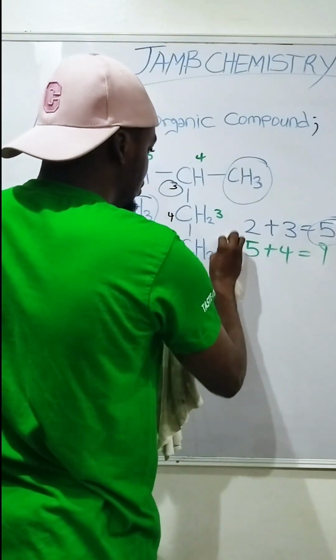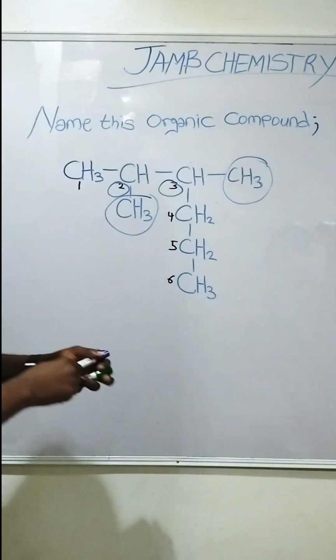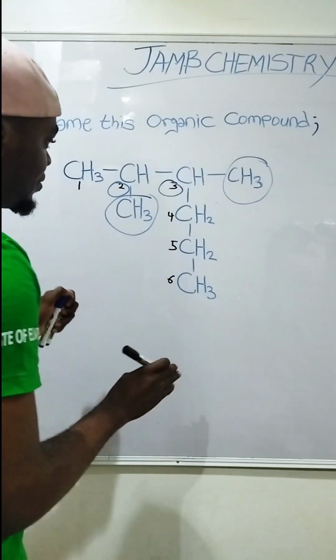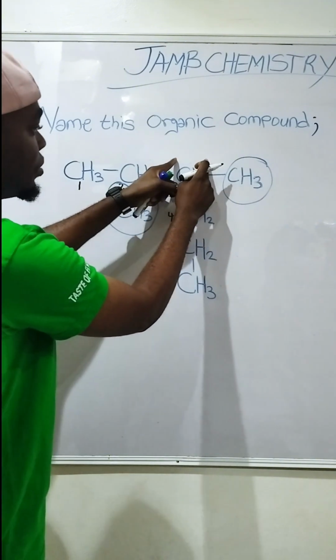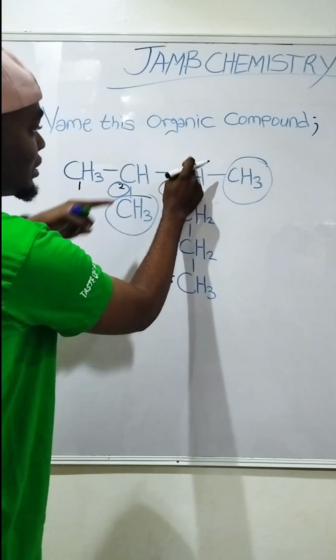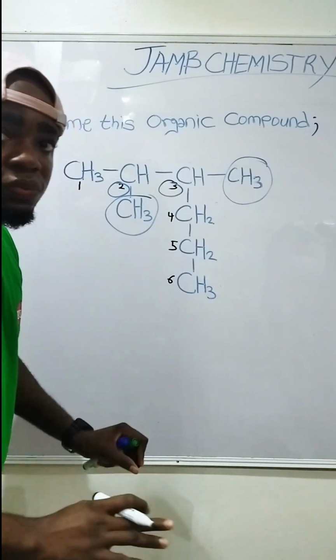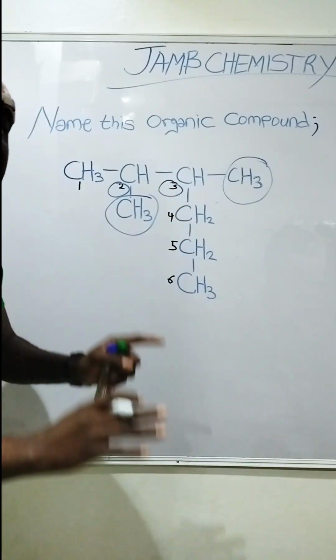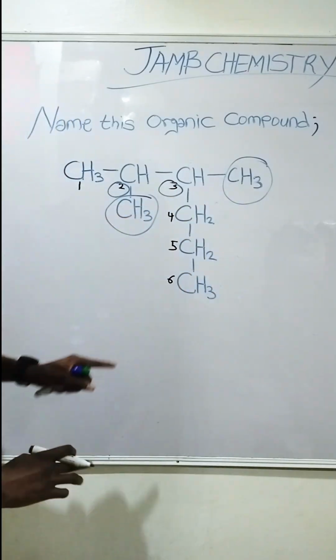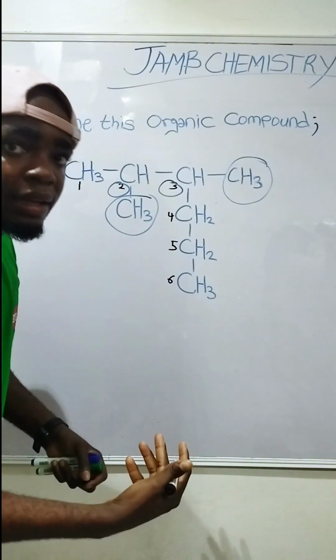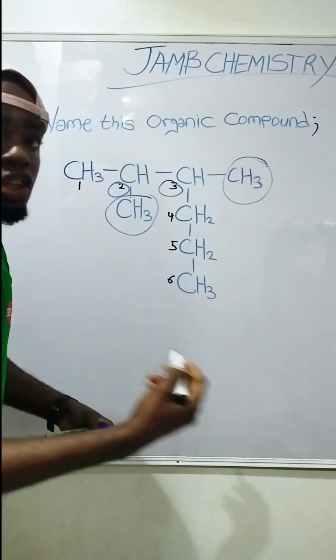This direction is wrong. Now, since we have gotten the right direction, the substituents are attached to carbon 2 and carbon 3. So this is carbon 2 and this is carbon 3. You have to name your substituents first before you add the parent chain in naming of organic compounds. The two substituents are the same. That means you need to use di. Di indicates that the two substituents are the same.